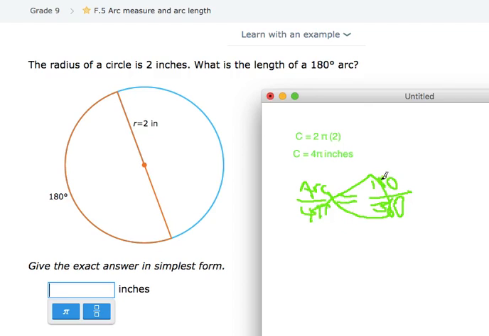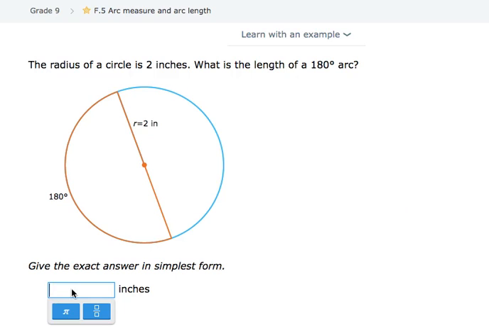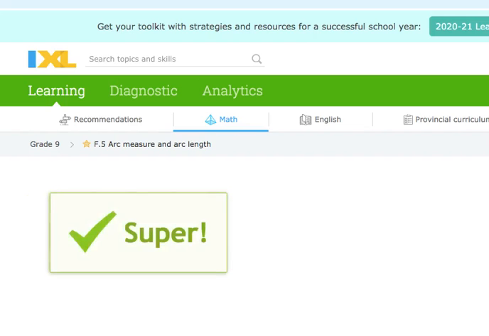So 4 times 180 divided by 360, if you do that calculation, you'll end up getting 2 pi as your arc. So you wouldn't write 6.28. If you do 4 times 180 divided by 360 in your calculator, you'll get 2, and the pi is just along for the ride. So your answer would here be 2 pi, and then you submit that and you got it right.